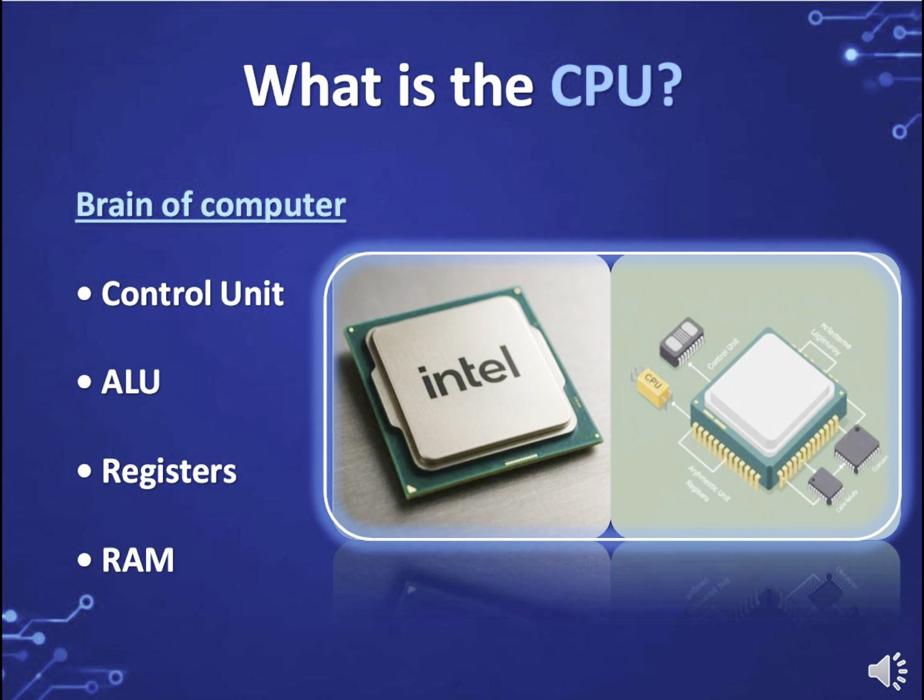The CPU also contains registers, which are very small and very fast memory locations, used to temporarily store data and instructions. The CPU works together with RAM to execute programs quickly and efficiently.